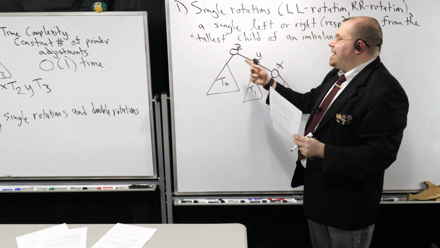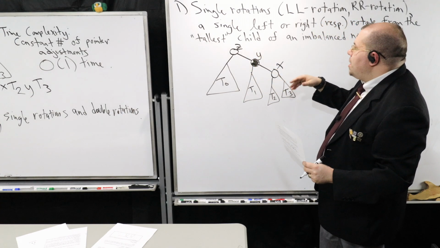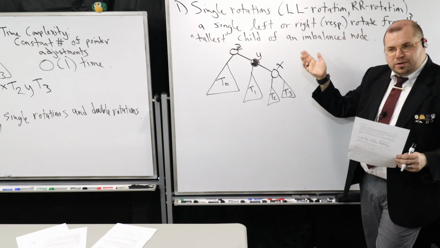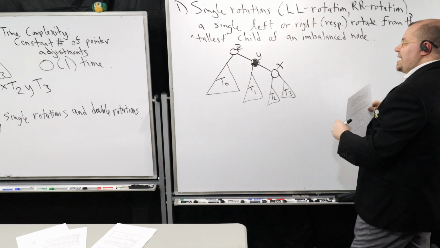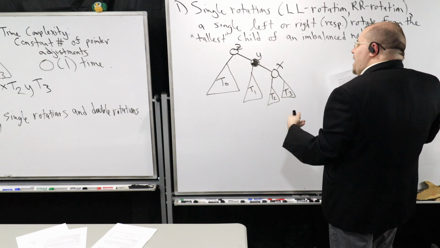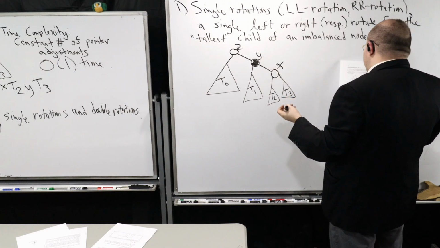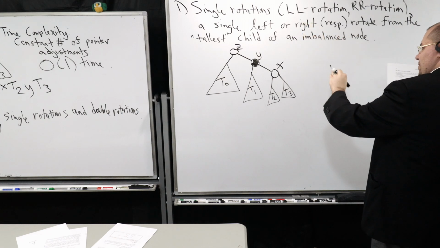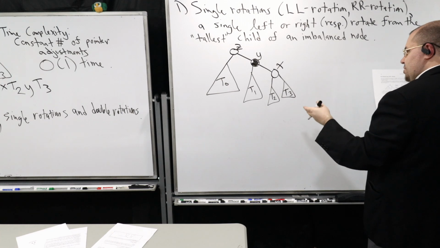So suppose Z is the imbalanced node. What I want to do is determine which of my two children is the taller of the two, taller meaning that it has a larger height. In this case, Y is on the right, and if I look at the structure of its children, I then look at the next child that is the taller of the two.